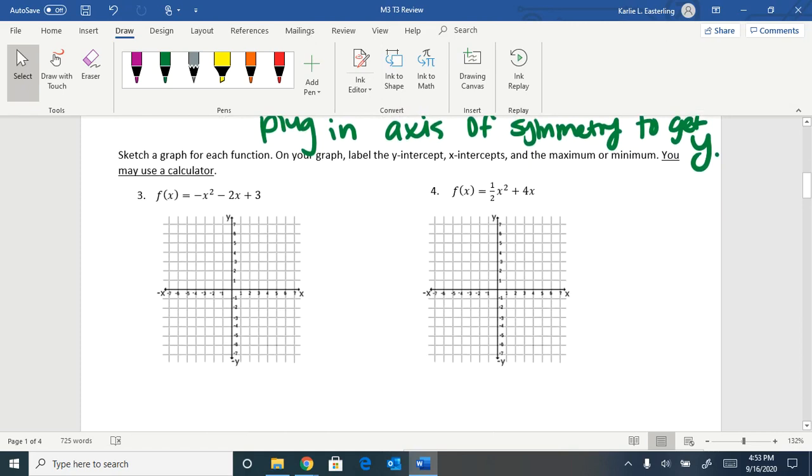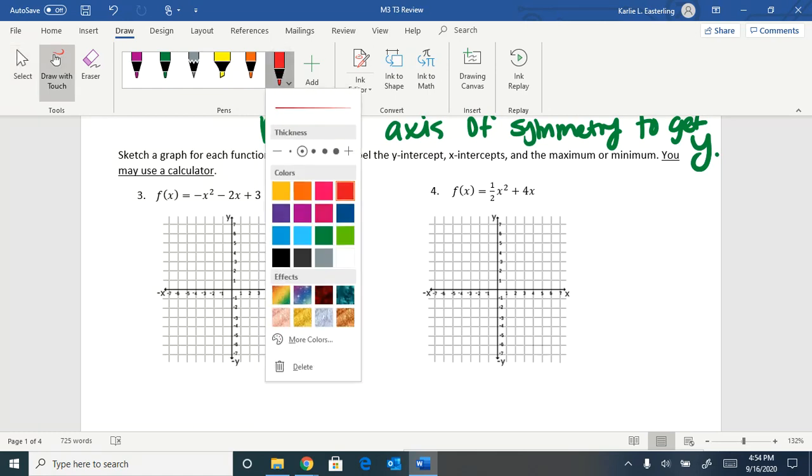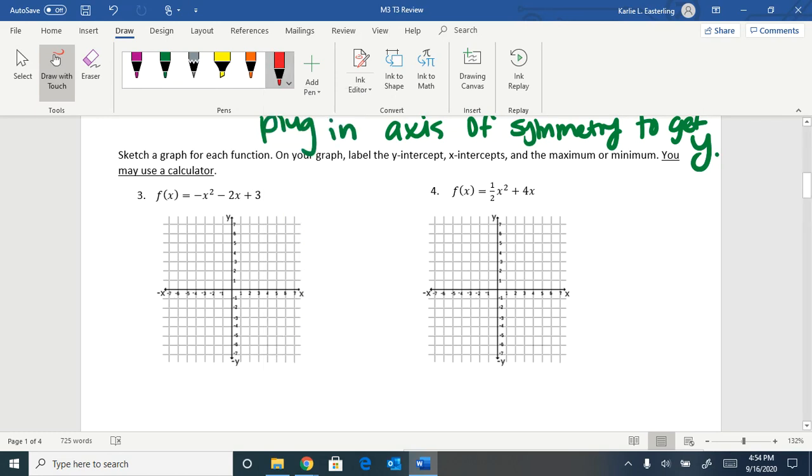All right, so then down here we're asked to sketch a graph for each function. On your graph, label the y-intercept, x-intercept, maximum, minimum, and you can use a calculator. So I'm not going to use a calculator to start this out, but at the end of this video, I am going to pull up the calculator on my computer and show y'all a few things. So I'm going to just graph this straight by hand, but I will show you how to use the calculator later.